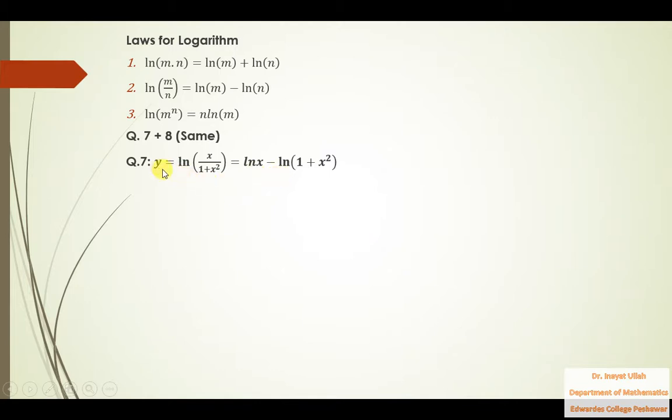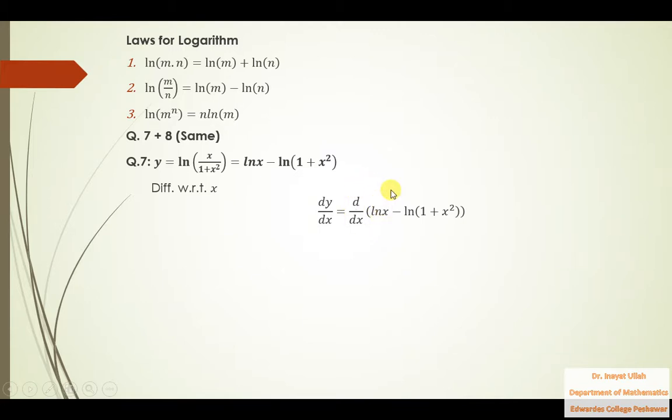So we have simplified this function using rules of logarithm. Now y is this function. Differentiate this function with respect to x on both sides, differentiating y and differentiating this function with respect to x. Now this is a difference rule.